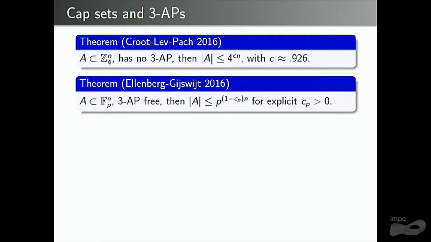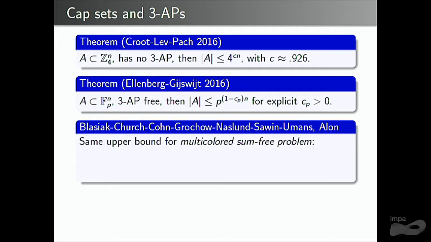And then soon afterwards, their method was used by Ellenberg and Gijswijt to show that in F_p^n, if you have a set which has no three-term arithmetic progression, then the maximal possible size of this set is at most p^(cn) for some c strictly less than 1. So it's an exponential improvement again.